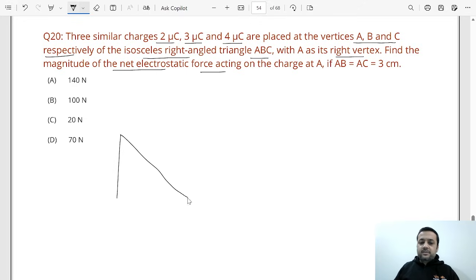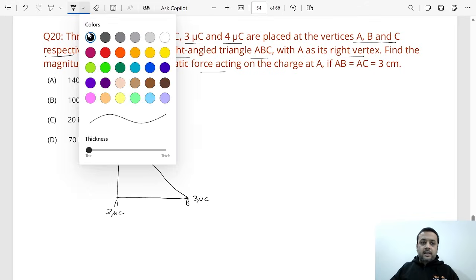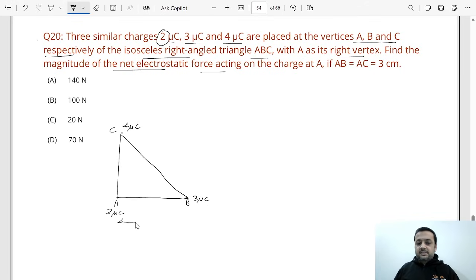Let's say we have a right isosceles triangle, and A is somewhere over here. This is AB and this is AC. Now A is this charge, 2 microcoulomb. Here at C, 4 microcoulomb is placed, and at this location, 3 microcoulomb is placed. This distance is 3 centimeters, and this distance is also 3 centimeters. Let's call this distance D, so this will also be D.